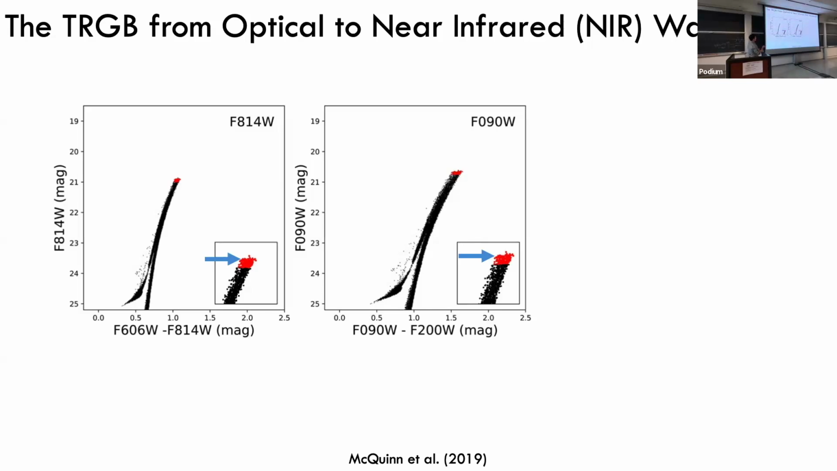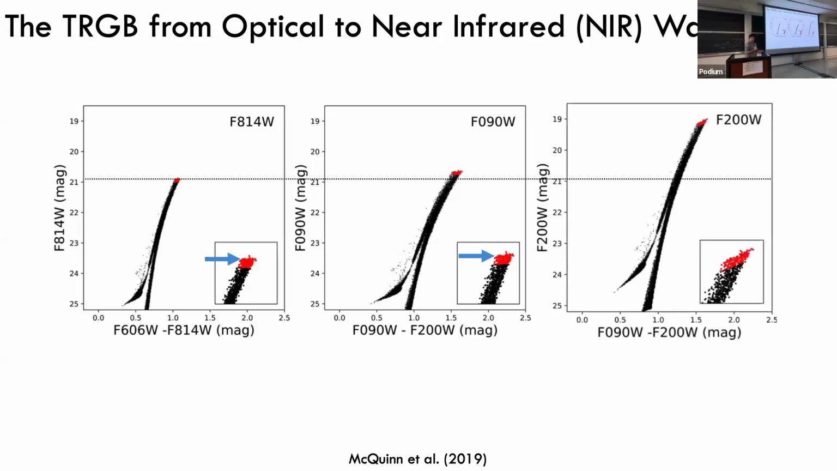Similarly, we can look at the middle panel, which shows the TRGB, but now in the JWST F090W filter. When we move to the near infrared, however, which is shown in the right panel with the JWST F200W filter, the TRGB is significantly brighter, and I've added this dotted line that's set to the level of the TRGB magnitude in F814W, just to really highlight how much brighter the TRGB appears in the near infrared.